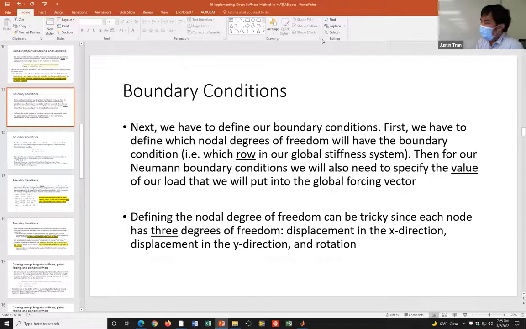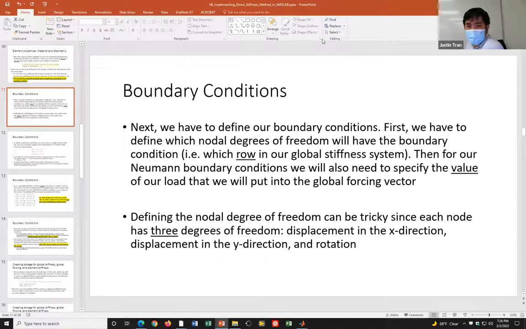Let me give a little bit of context first. When we're defining our boundary conditions, first of all, we have to know which degrees of freedom are going to be constrained. I'm talking about our Dirichlet and also our Neumann boundary conditions. Another way to say this is that when we're applying boundary conditions, we need to know which rows in our global linear system we're applying them to. Then for our Neumann boundary conditions specifically, we also need to know the value of those boundary conditions. So we have a specific load value, and we need to know what that value is.